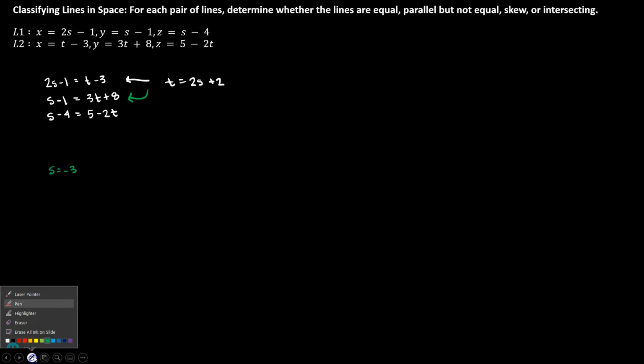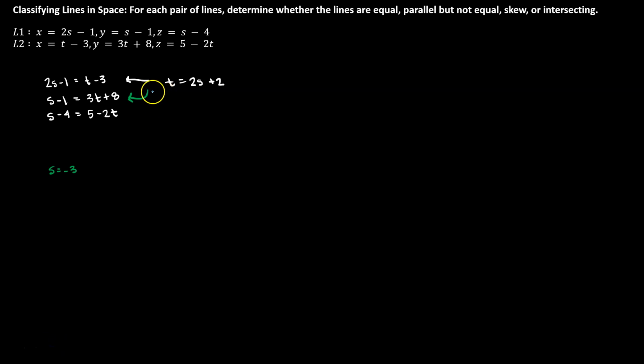But what I'm saying is we need to check that that same s value works when we substitute that expression for t into the third equation. So let's go ahead and do that. We have s minus 4 equals 5 minus 2 times t, but instead of t, I'll plug in 2s plus 2, and then we'll simplify. So I have s minus 4 equals 1 minus 4s. I want all my s's on the same side. And this is telling me that s needs to be 1.